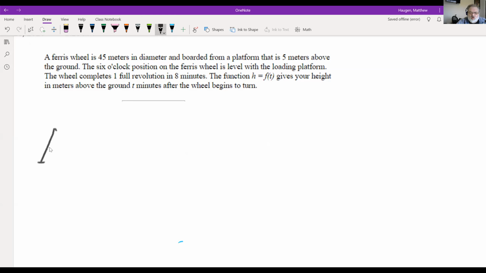So I hope we all started by drawing a Ferris wheel. Is that true? Did we all start by drawing a Ferris wheel? Did you draw a Ferris wheel with bunny rabbits on it? No? Nah, that's okay.